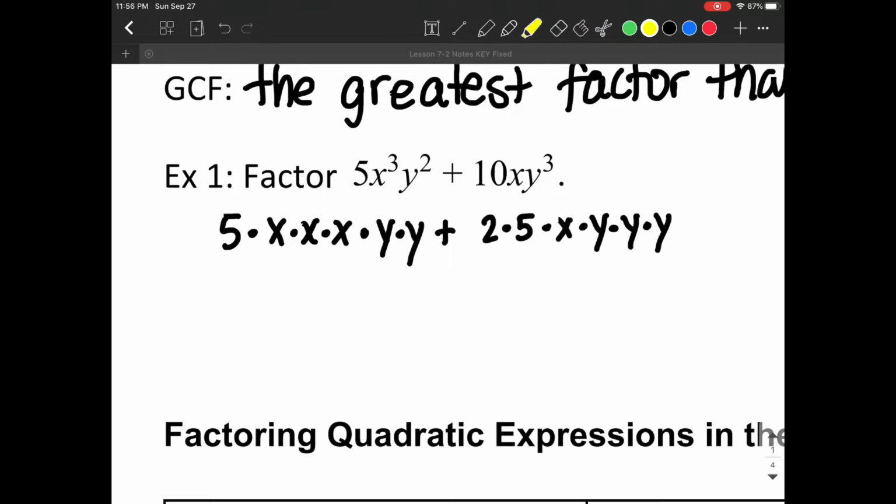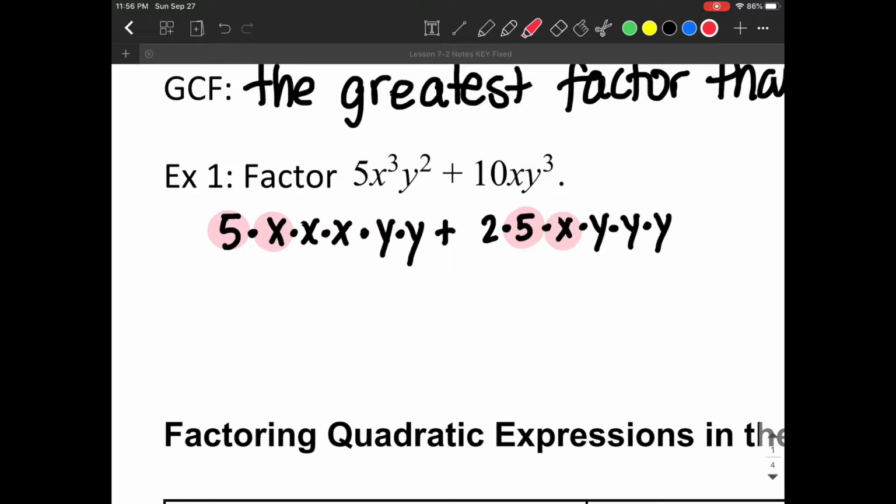Now I want to look for what these have in common. I'm looking for what they have in common. That's what the C stands for. So I'm going to look at what's similar. What factors do they share? In the first term, I have 5. In the second term, I have 5. They share a 5 in common.